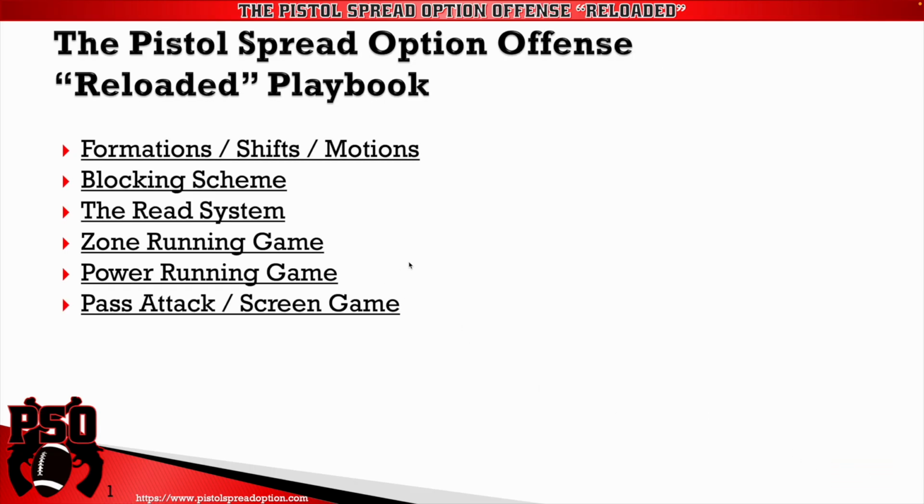We have two types of running game. We have a zone running game and a power running game. What we call for our offensive line is they're going to run the scheme that they hear first. So when we call our play, if we call zone, that means they're going to run their zone scheme. If we call power, they'll run their power scheme.